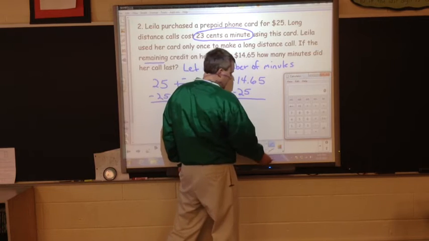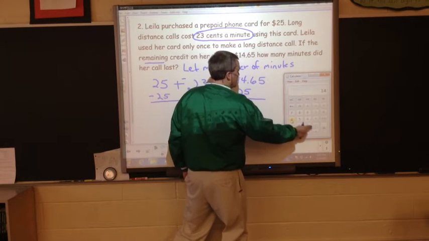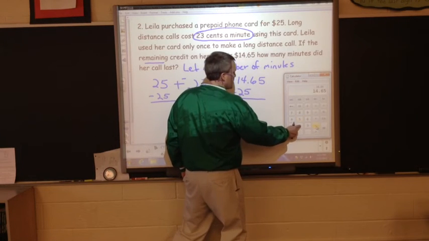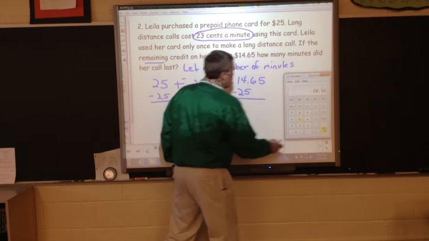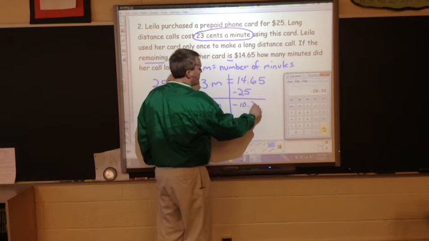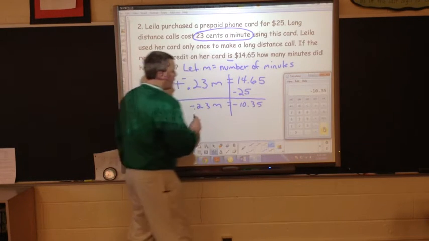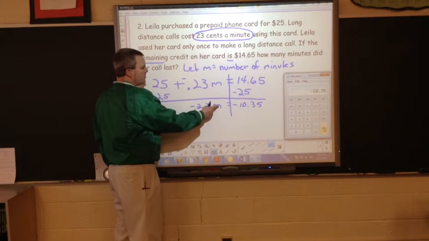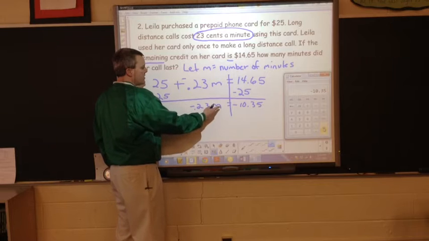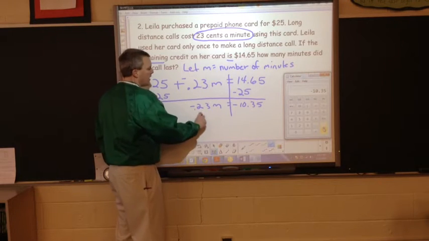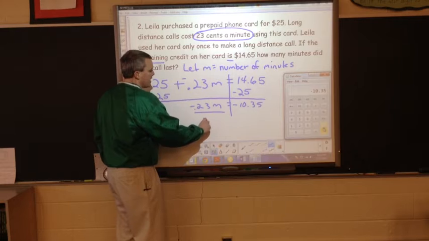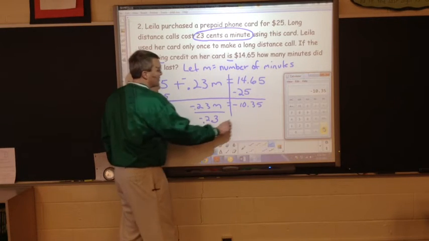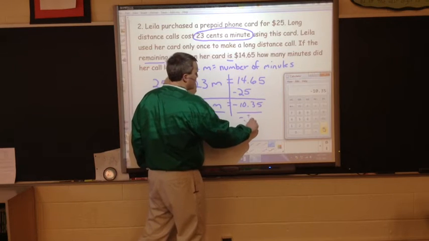And when I subtract 14.65 minus 25, you see I get a negative number. Don't worry about the negative sign. Watch what happens next. 0.23 m reads as multiplication, so you cancel multiplication by dividing. And don't forget the coefficient is negative, so I'm dividing both sides by negative 0.23. Dividing by negative 0.23.